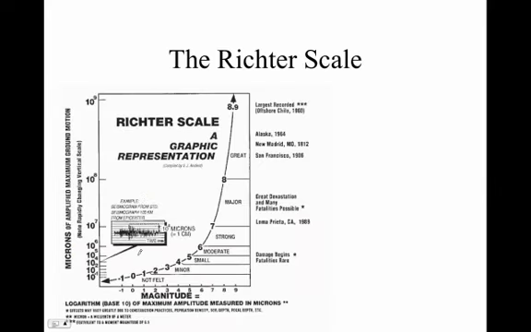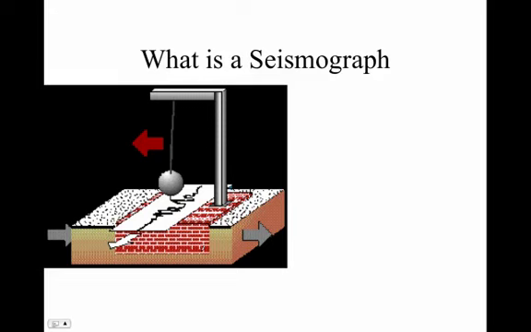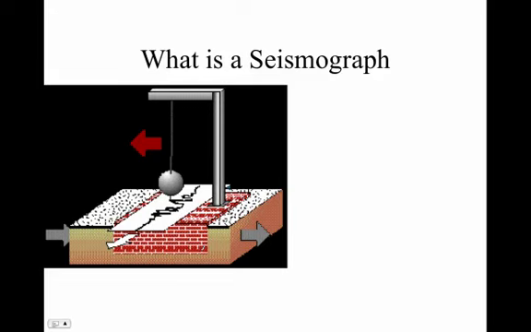Here's the Richter scale. Again, it's logarithmic, which means it's on a 10 times. So if you go from a 7 to an 8 on the Richter scale, this is 10 times stronger. If you go from a 6 to a 7, that's a difference of 10 times stronger. So picture these all as 10 to the 8th, 10 to the 7th power, 10 to the 6th, and so on. Here's what a seismograph looks like.